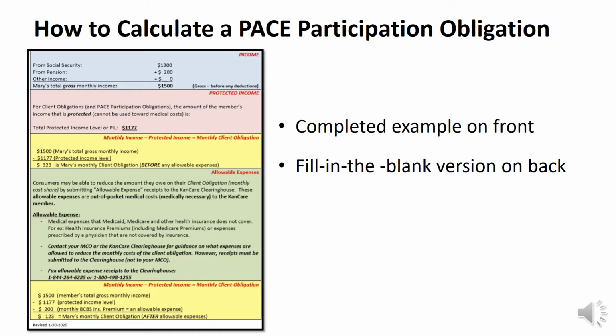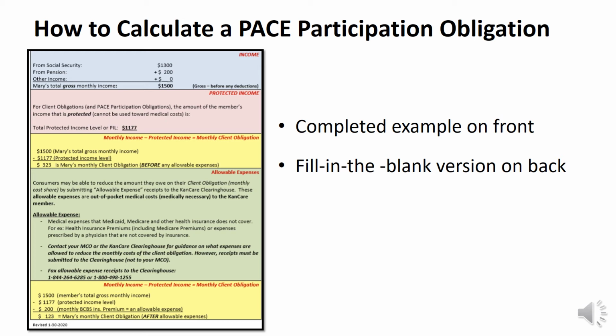The Ombudsman's Office has created a PACE participation obligation calculation worksheet so that you can lead somebody through it so they can understand how it's calculated. And also there's a fill-in-the-blank version on the back so they can plug in their own numbers. Let's use Mary as an example. She's got a combined income of Social Security and pension that equals $1,500 a month. That's her gross monthly income before any deductions. We subtract the protected income level from that, so it is $1,500 minus $1,177, which leaves Mary with a $323 a month cost share or PACE participation obligation.